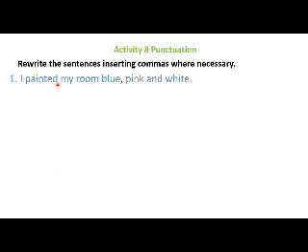I painted my room blue, pink and white. Here I have inserted a comma. A comma should be inserted between blue and pink. There is a series of words, right? Blue, pink, white. Here you have to insert a comma between blue and pink.